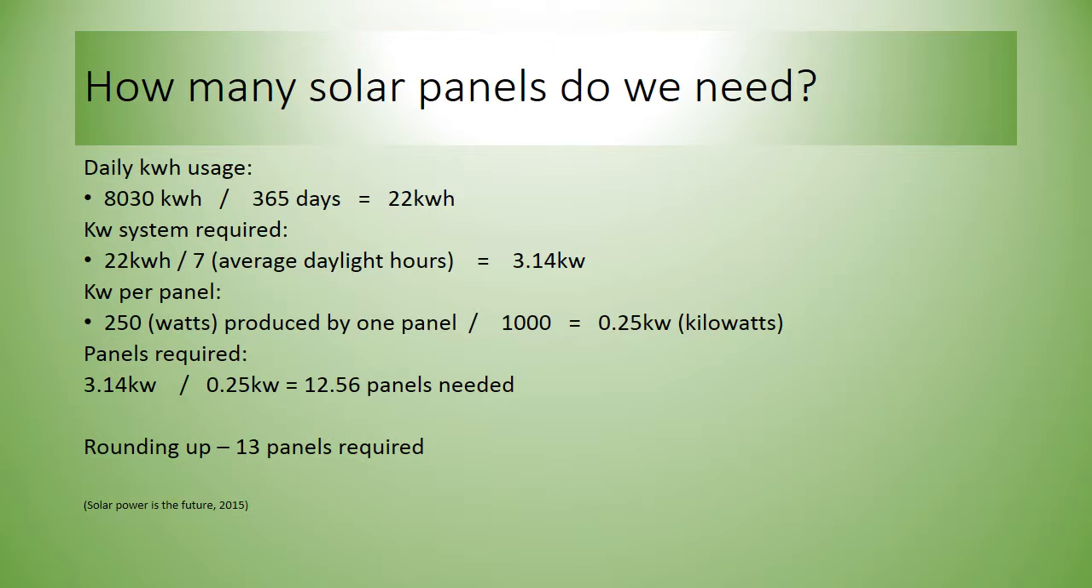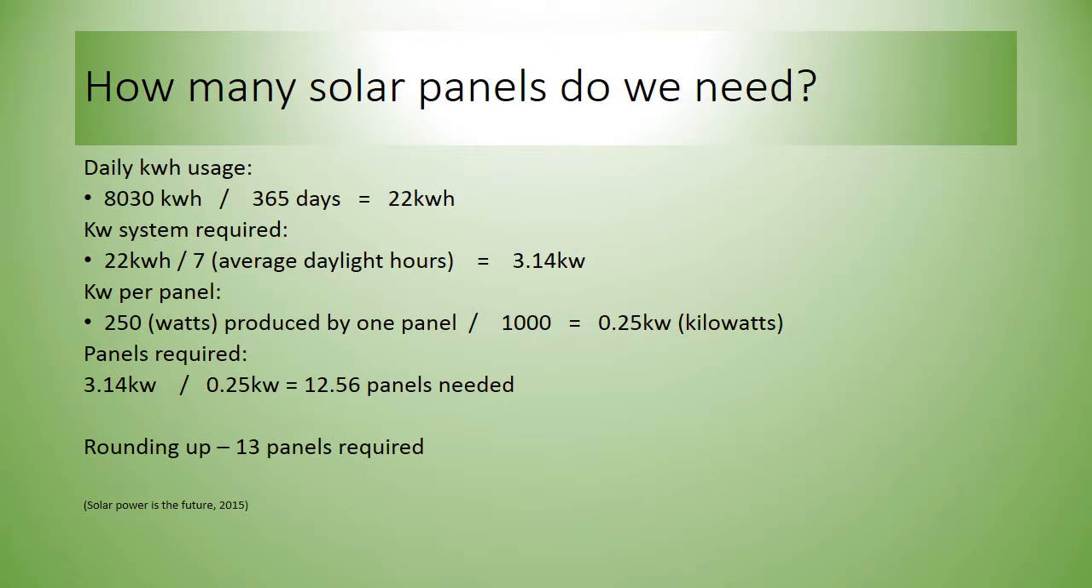Daily kilowatt usage is worked out by 8,030 kilowatt hours per year divided by 365 days. This will give us 22 kilowatt hours. Kilowatt system required would be 22 kilowatt hours divided by 7, which is our average daylight hours, and this is 3.14.